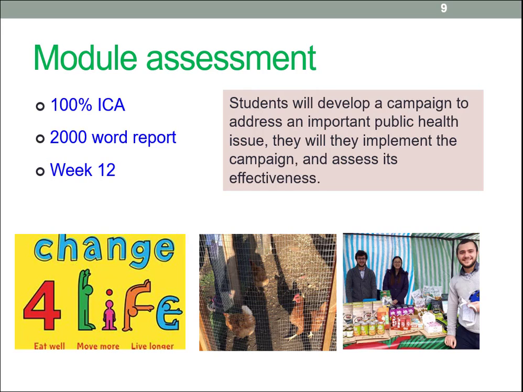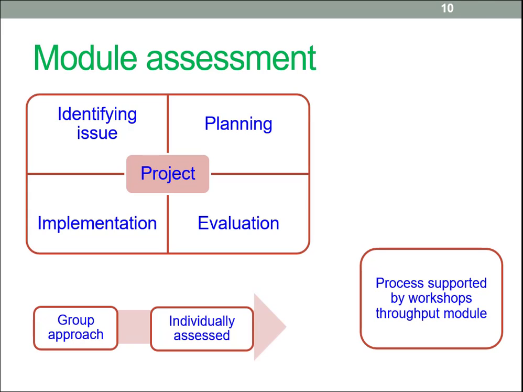It won't be anything as big as Change for Life, obviously. Maybe some aspects of Change for Life, but it may be looking at things like allotments, and the other picture there is of our former food students' food co-op, which was a small-scale campaign which you may want to think of replicating. So what we'll do, and this is how you do it in public health.